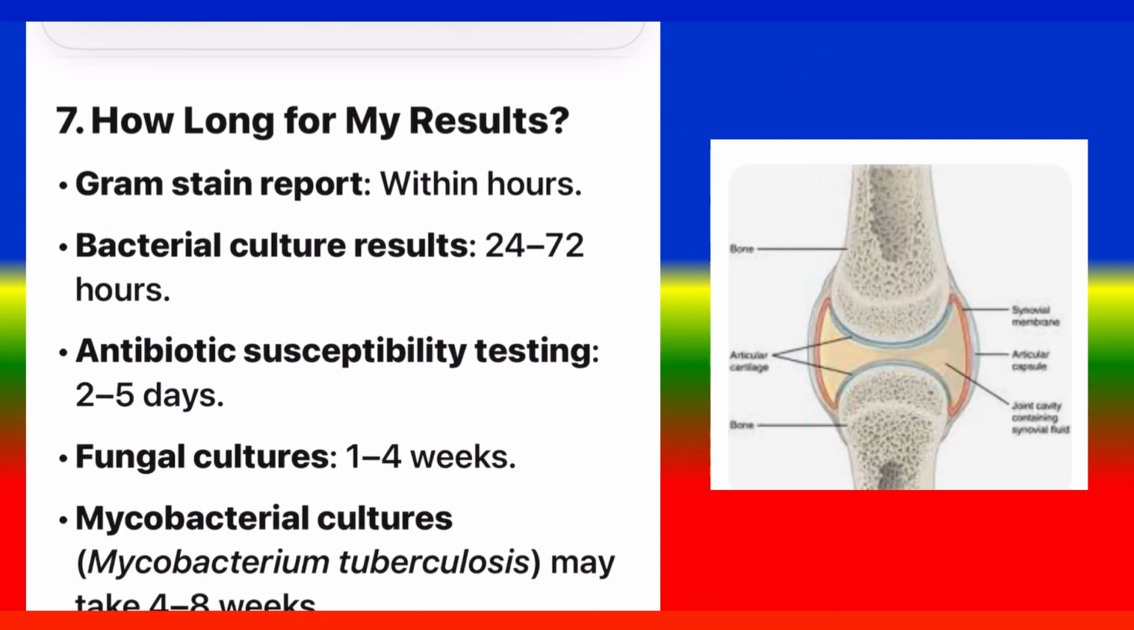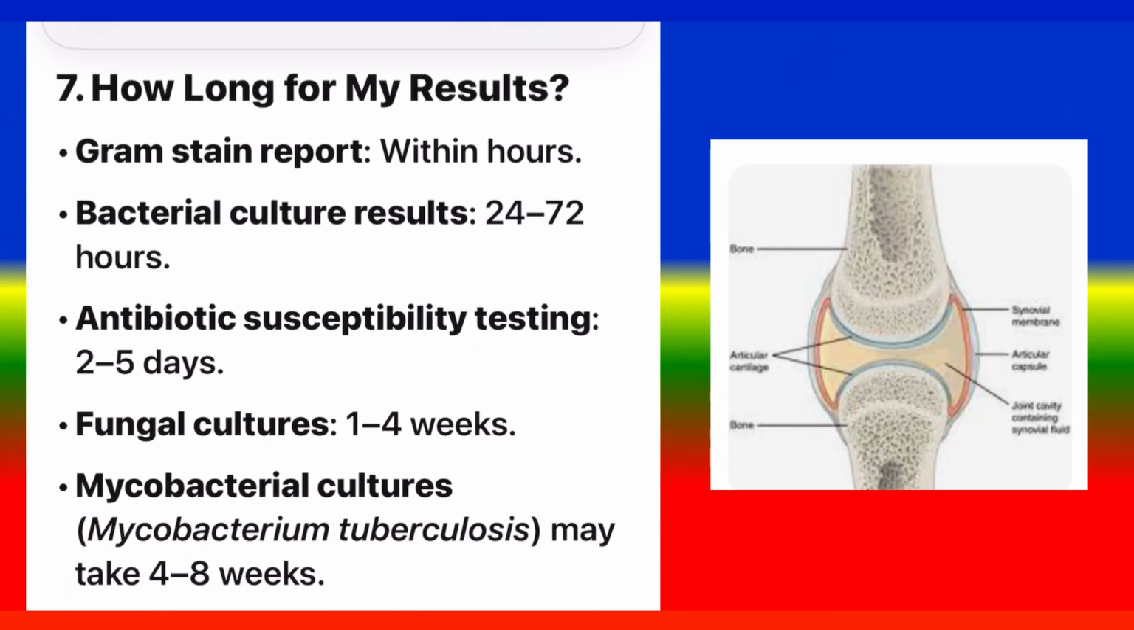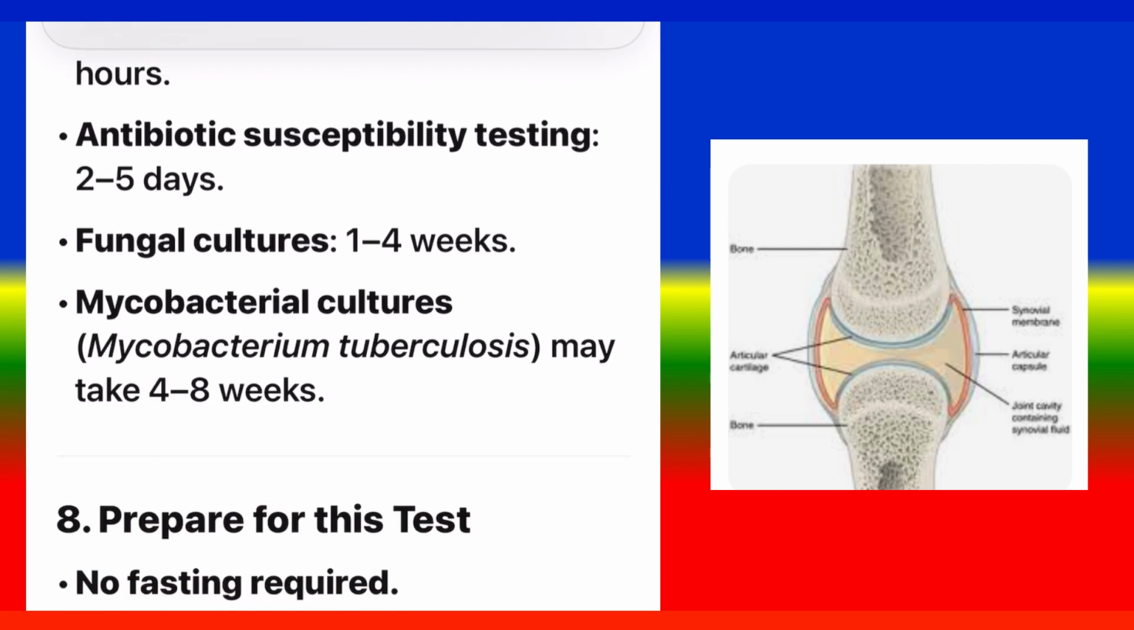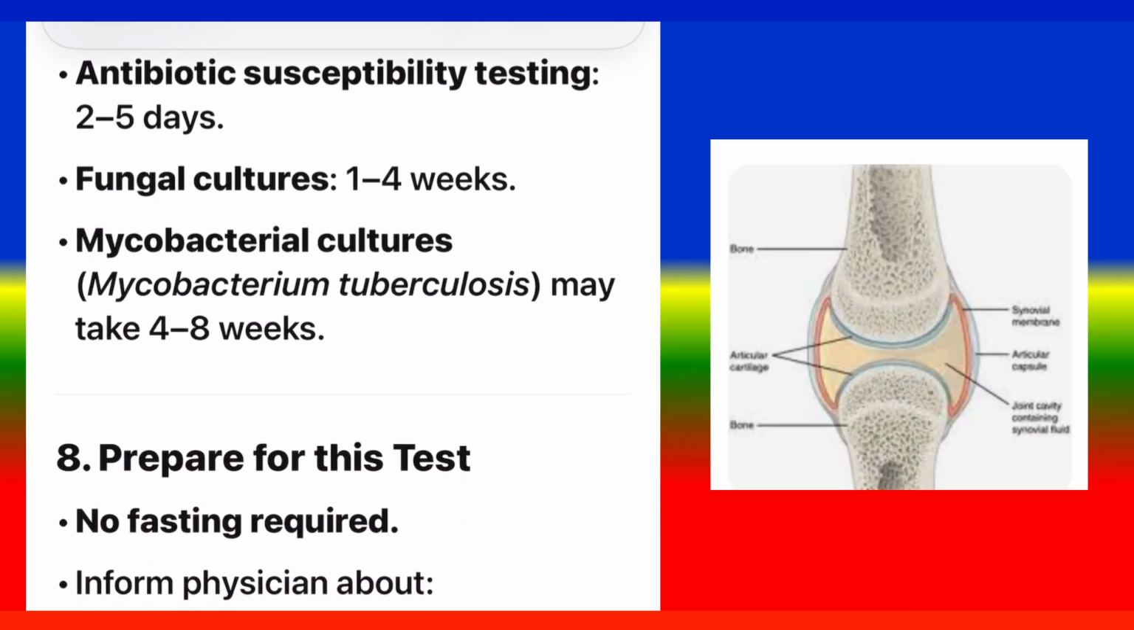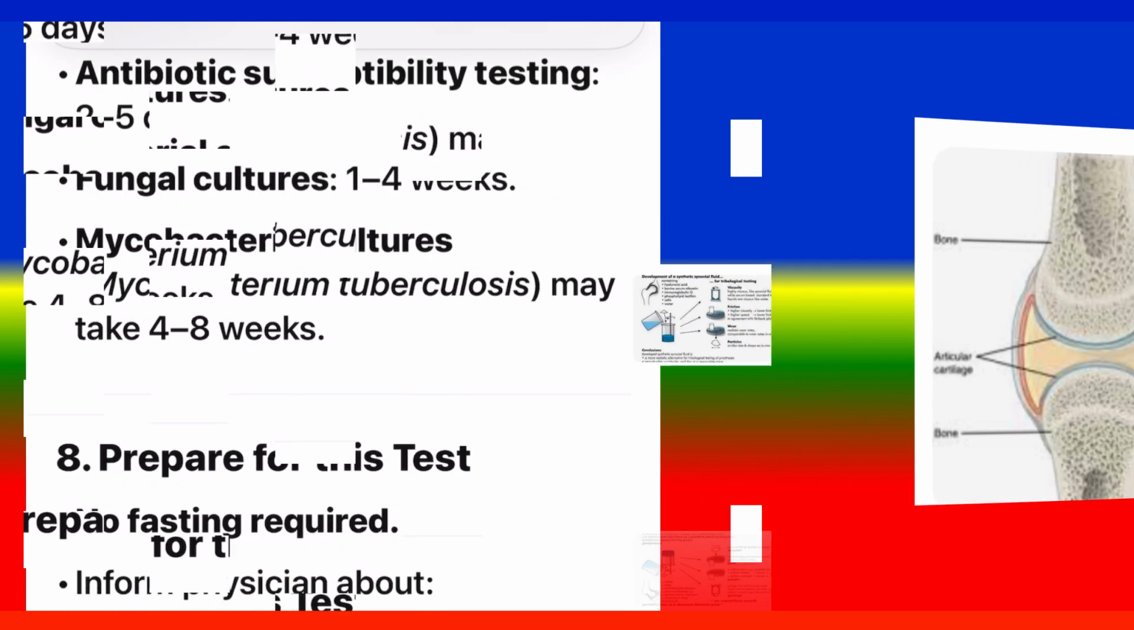How long for my results? Gram stain report within hours. Bacterial culture results 24 to 72 hours. Antibiotic susceptibility testing 2 to 5 days. Fungal cultures 1 to 4 weeks. Mycobacterial cultures. Mycobacterium tuberculosis may take 4 to 8 weeks.